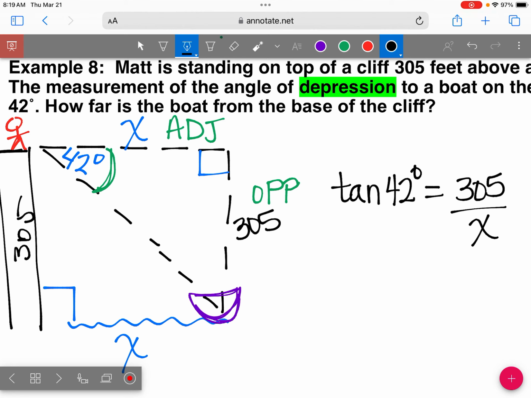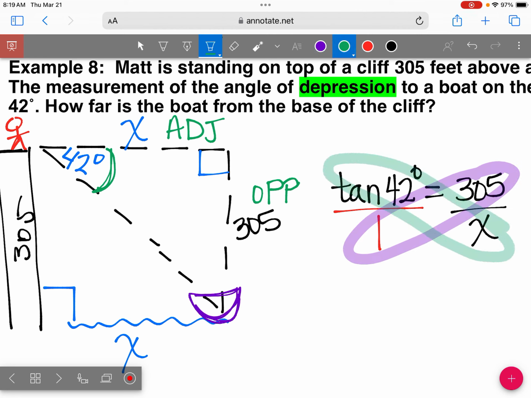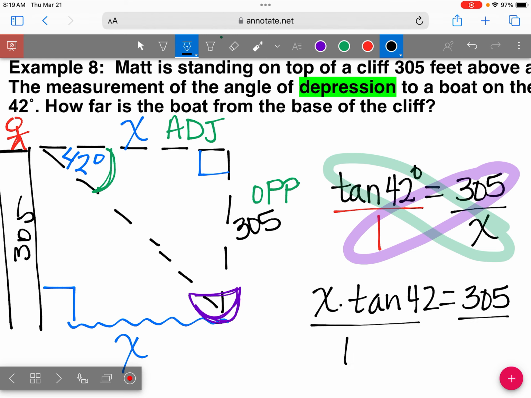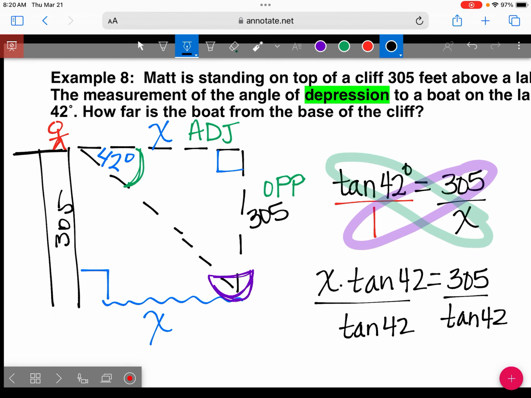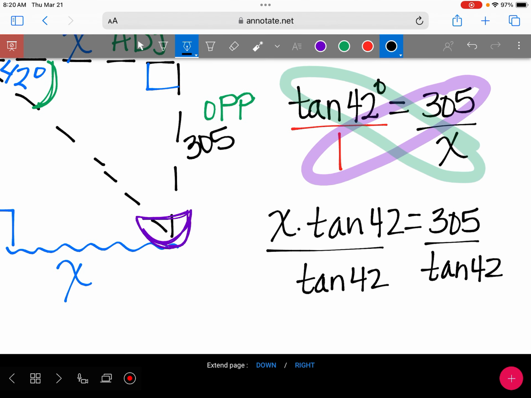So I have the tangent of 42 degrees equals opposite over adjacent. And when I taught geometry, I'd always have them make it a proportion. It's just optional. You don't have to do that. You're cross multiplying. So what I have is X times the tangent of 42 equals 305 times 1. Divide both sides by the tangent of 42. So pick up your calculators, type in 305 divided by tangent of 42.